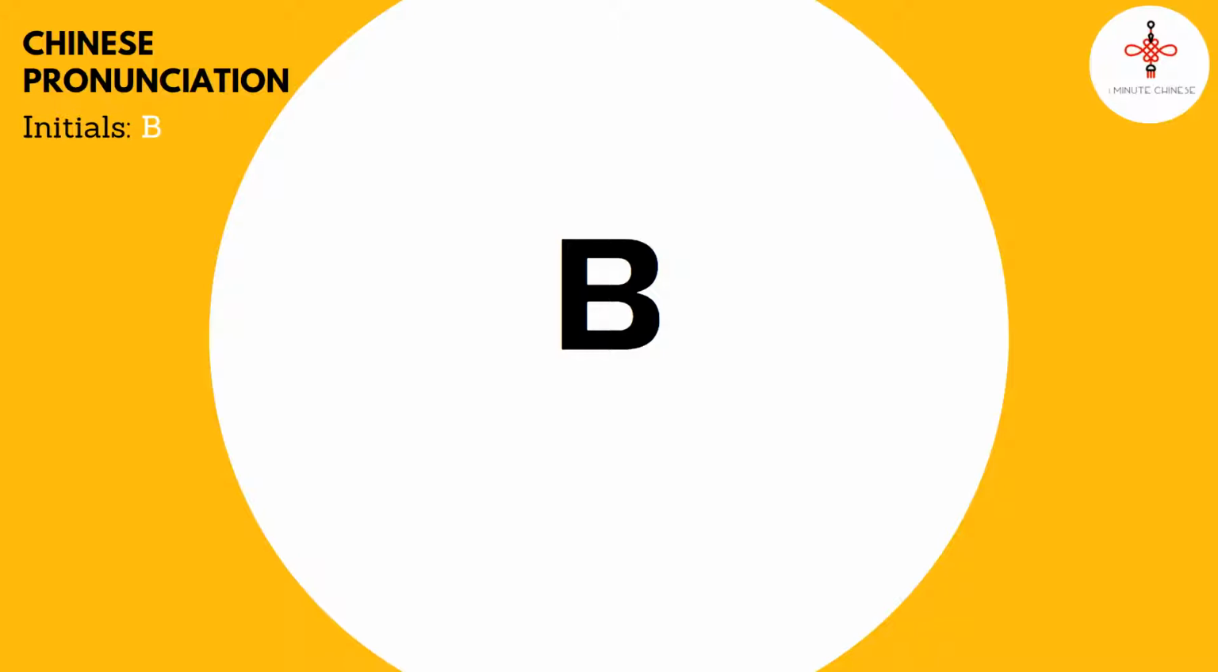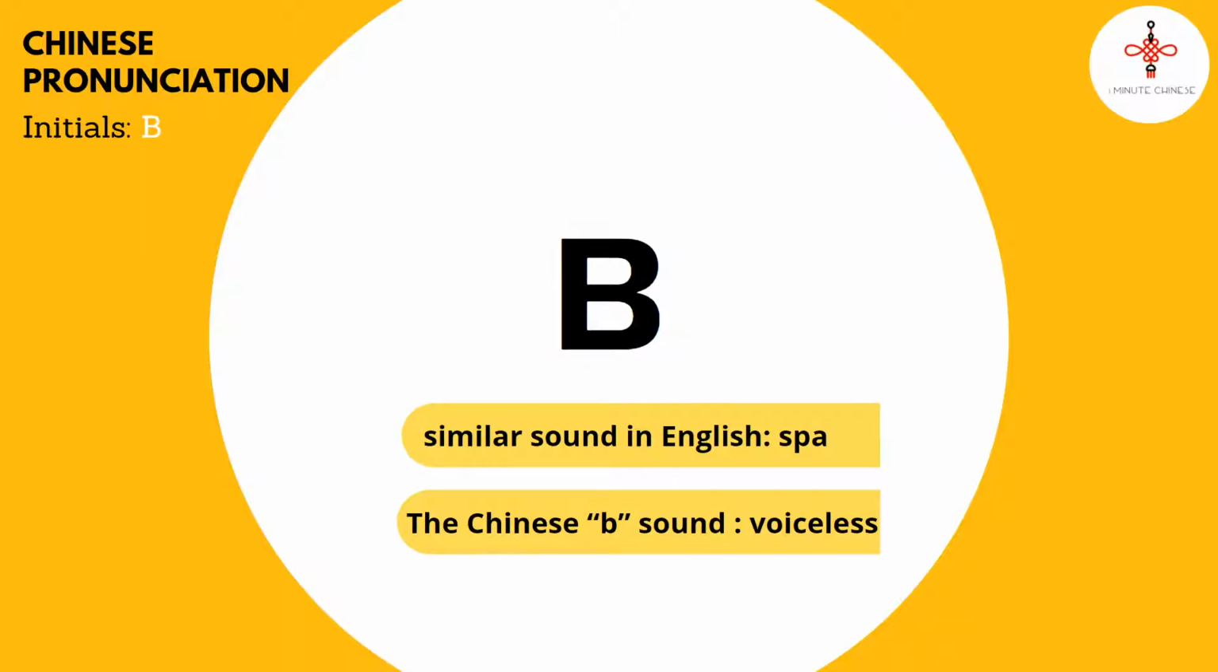When you see the English letter B in Pinyin, the pronunciation is B. It's like the P in the English word spa. The Chinese B sound is voiceless. It's different from the B in the English word buy, which is voiced. First, say spa, then hiss the S on spa like spa. Then remove the S. Let's say B.